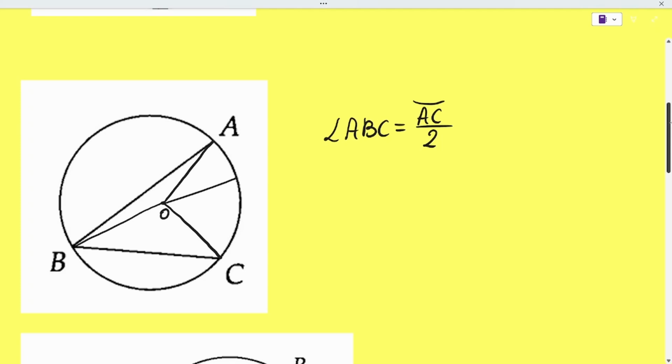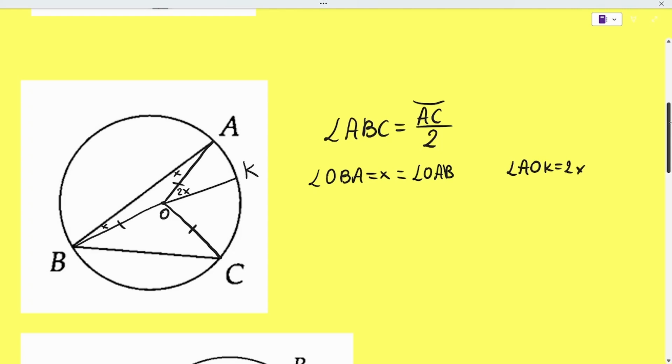Let's take BO intersection with the circle, point K. If we assume that angle OBA equals x, angle OAB will also be x, once again by using the isosceles property. And we can see that the angle AOB will be 180 minus 2x, and from here we can see that angle AOK will be 2 times x.